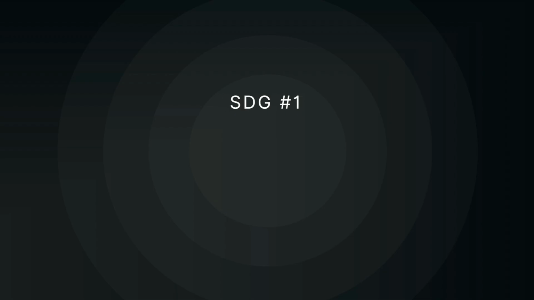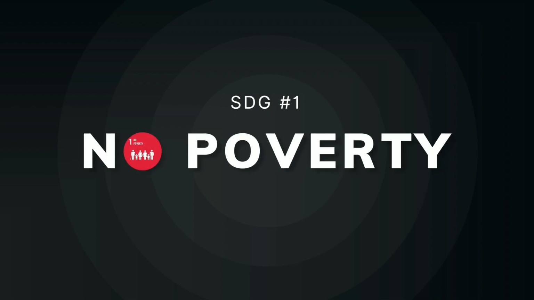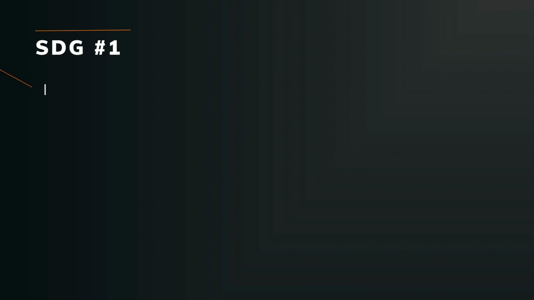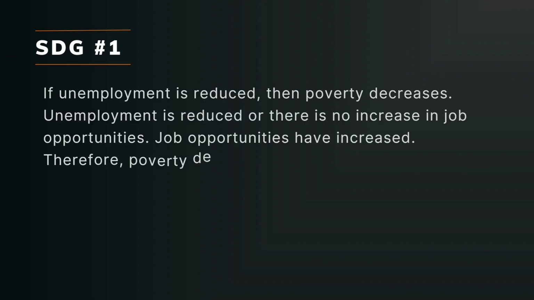So we have first SDG 1, which is no poverty. This is our statement. If unemployment is reduced, then poverty decreases. Unemployment is reduced or there is no increase in job opportunities. Job opportunities have increased, therefore poverty decreases.